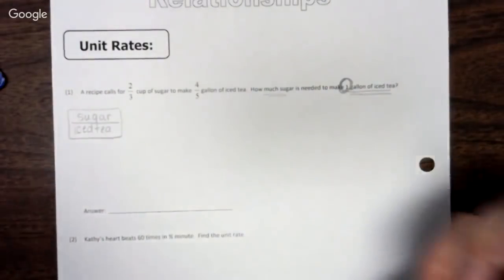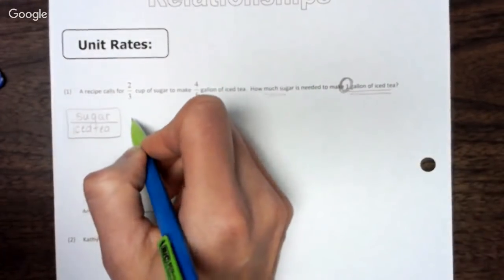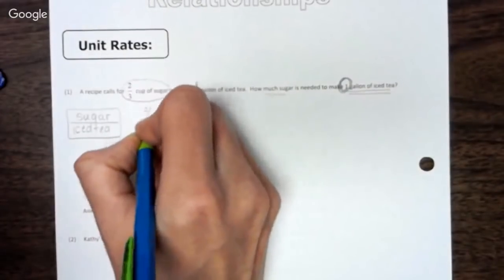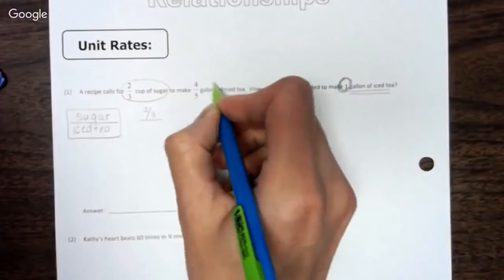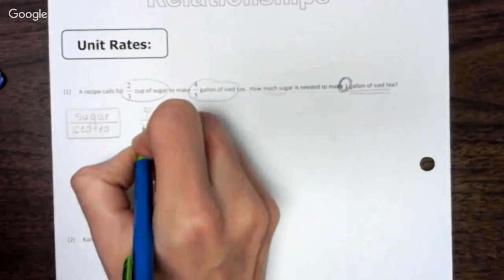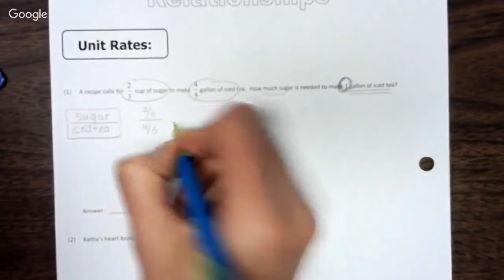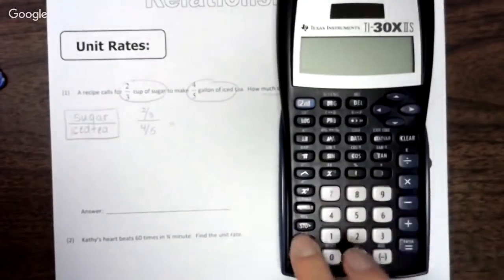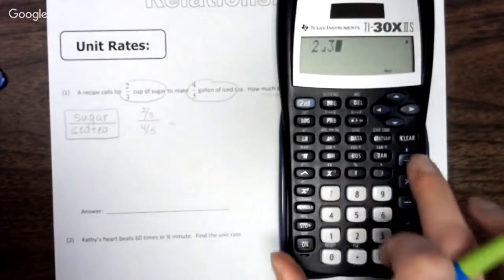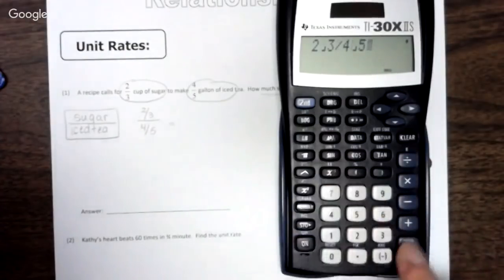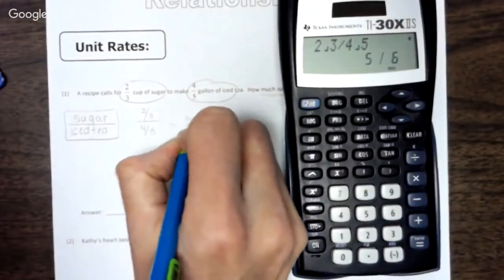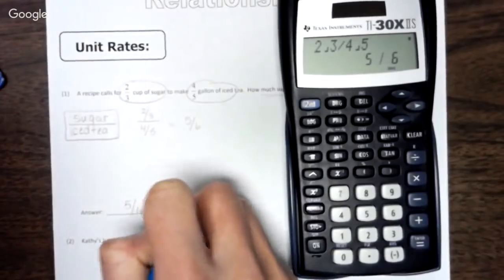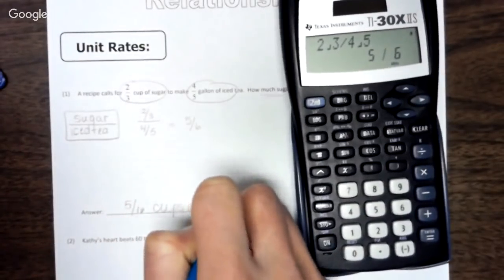So to find the unit rate, you're just going to set this equation up and divide. So 2/3 cups of sugar, so sugar goes on top, so 2/3, divided by 4/5 gallons of iced tea, so 4/5 goes on the bottom. Now I'm just going to bring my calculator into this. So 2/3 divided by 4/5 gives us 5/6. So my answer is 5/6 cups of sugar.